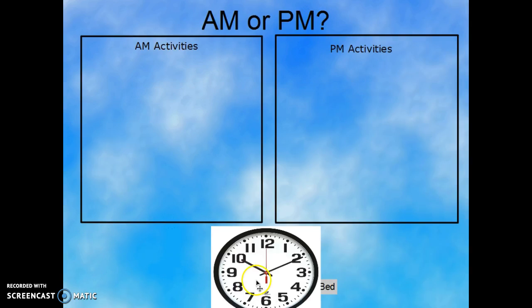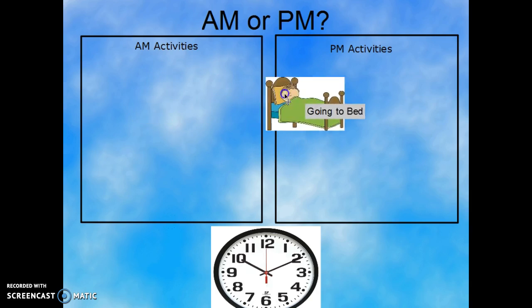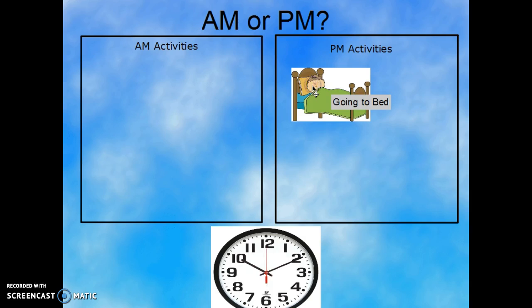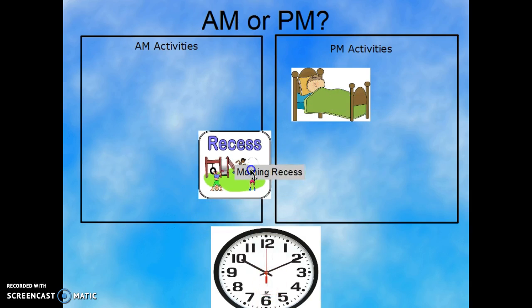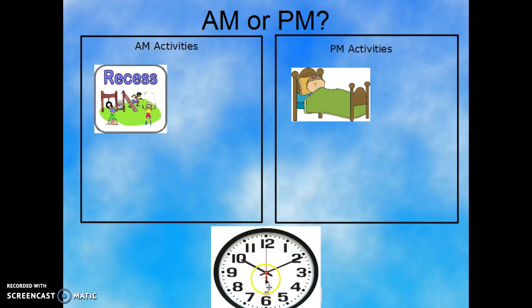Okay, last activity here. I'm going to drag out a picture from behind this clock, and you have to tell me if it's AM or PM, and we're going to see if we're right. Going to bed. Is that AM or PM? Well, most days, hopefully, it's a PM activity. Ooh, morning recess. Morning recess. That would be an AM activity. What about getting dressed? Is that PM or AM? That's right, that's an AM activity.